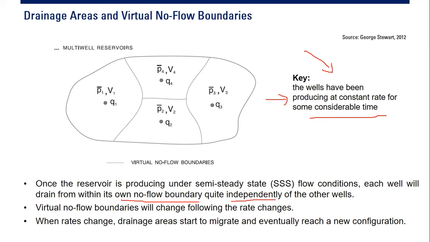All right, that's very important. Virtual no-flow boundaries will change following the rate changes. So if the rate in some wells changes, of course, the no-flow boundaries will change as well. So when flow rate changes, drainage area will start to migrate, will start to reshape, and eventually reach a new configuration, following the current production of each well. Okay, so this is the example.